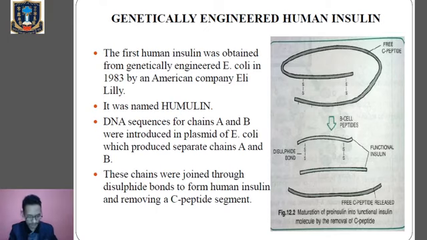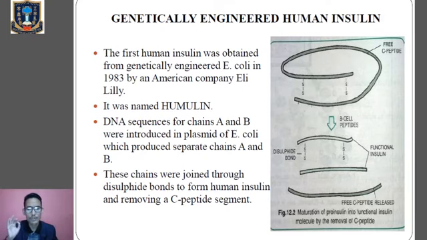So earlier, this insulin was extracted from the pancreas of slaughtered pigs and cattle, but those insulins used to produce some allergic reactions in human beings who are suffering from diabetes. Clear? So they have certain drawbacks, there are certain side effects. So that's why the first human insulin was produced with the help of recombinant DNA technology.